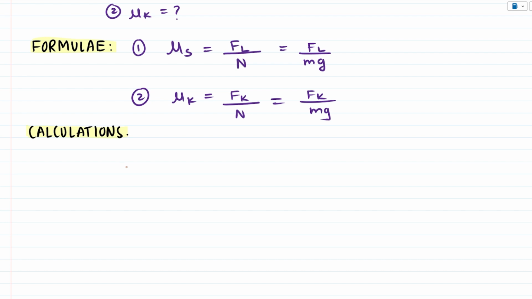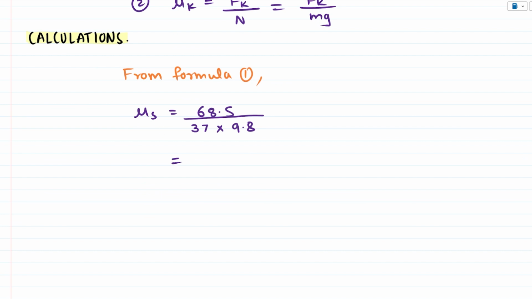So let's do the substitution. In our calculation we write from formula 1, which is the formula to calculate coefficient of static friction, mu s. So we say mu s is equal to the value of Fl, that is 68.5, divided by the mass, that is 37, into 9.8, that is the value of g. Now, in your college or during your exams, you will have to use logs strictly. So I'm going to write use logs for calculations, but in the video, we'll skip that step and directly arrive at the answer. And if you were to divide 68.5 by 37 into 9.8, you would get 0.1889. And this is the value for mu s, that is the coefficient of static friction.